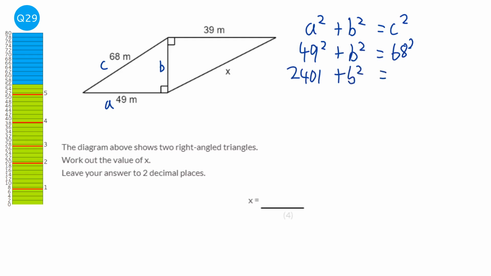and 68 squared is 4624. So we are solving here, so let's get our lines down. And we're going to start by subtracting the 2401 from both sides.